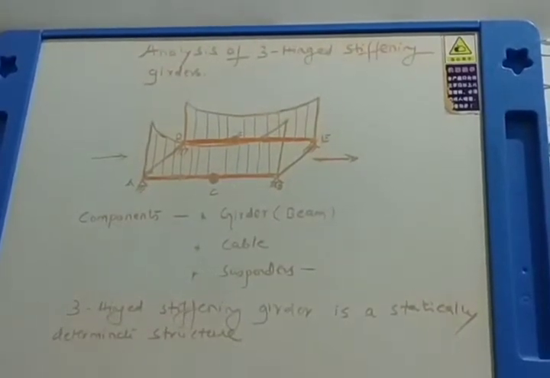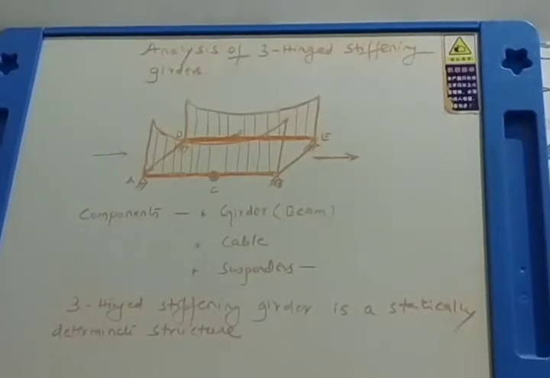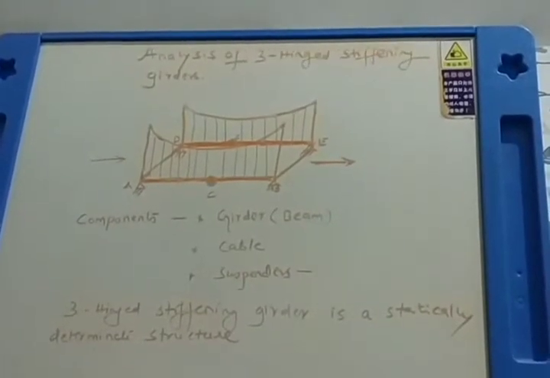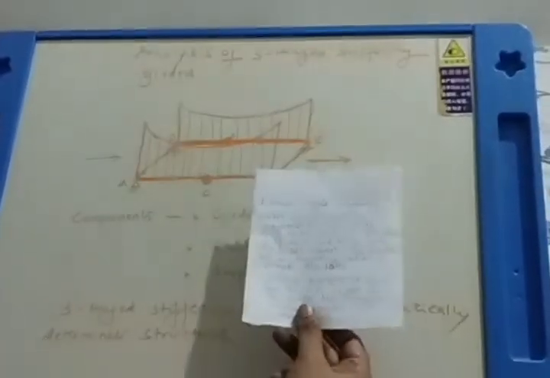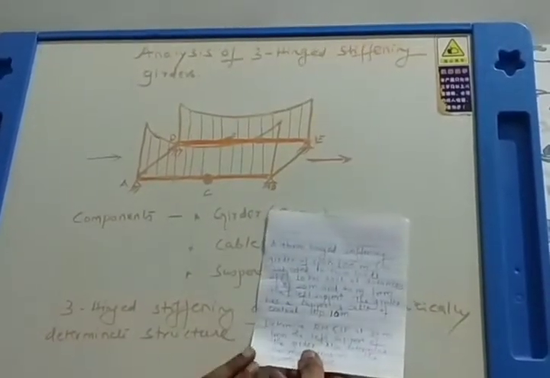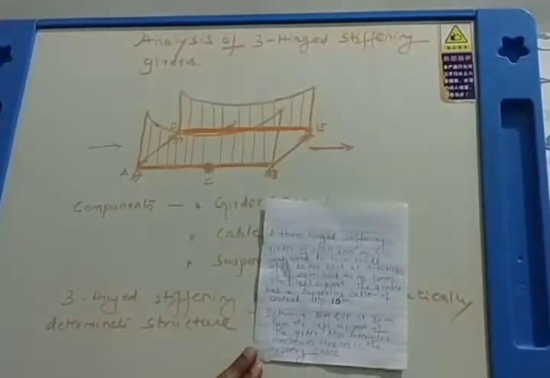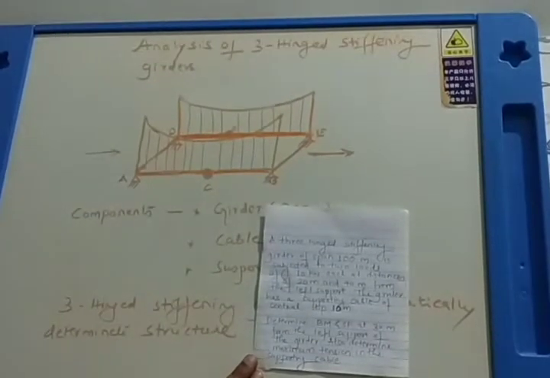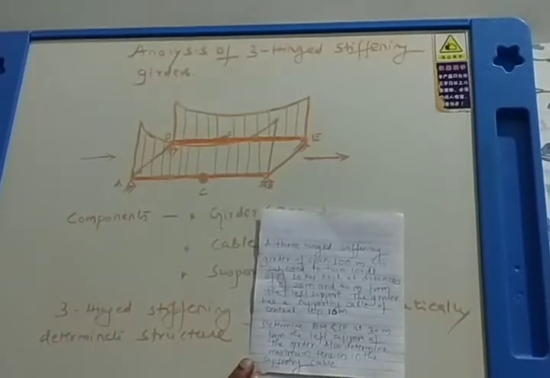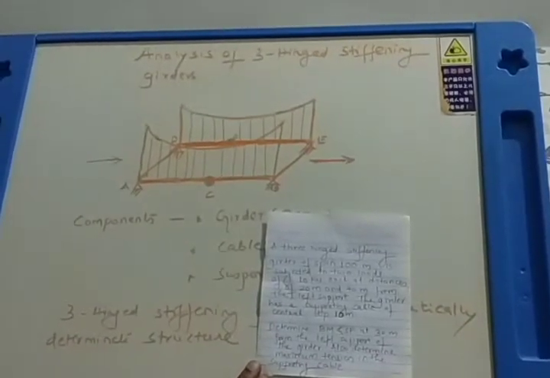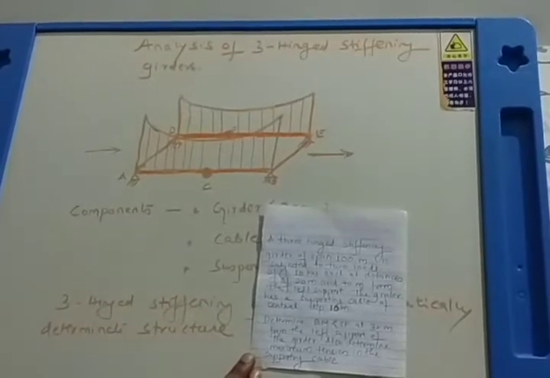Now what we will do in this session is analyze a three-hinged stiffening girder subjected to some load. For that I have taken a problem. So instead of writing the problem here, I have already written the problem, so you all can see. This is the problem that I have taken. I'll just read it out. A three-hinged stiffening girder of span 100 meter is subjected to two loads of 10 kilonewton each at distances of 20 meter and 40 meter from the left support. The girder has a supporting cable of central dip 10 meter.